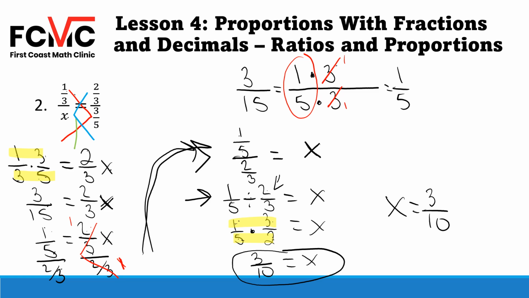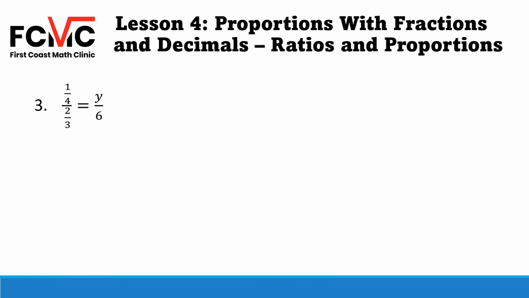All right, let's do one more example. So here we've got 1 over 4 over 2 over 3 equals y over 6. So we've got fractions in this first ratio and just y over 6 in the second ratio. So let's do this. Let's multiply 1 over 4 times 6. And to make that a fraction, I'm going to put the 6 over 1. Let's bring down the equal sign.